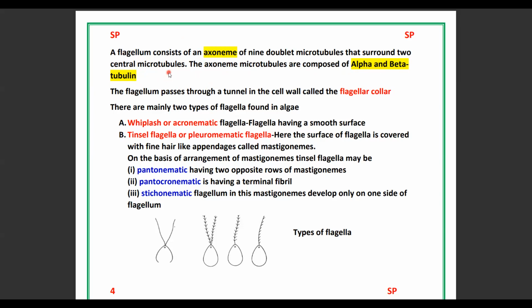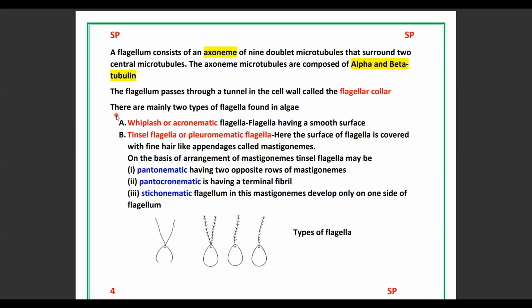The 9 plus 2 arrangement is seen only in the flagella of eukaryotic organisms. Prokaryotic organisms, if they possess flagella, do not show the 9 plus 2 arrangement in their transverse section. The flagellum passes through a tunnel in the cell wall, and that region is called the flagellar collar. So where the flagellum comes outside through the cell wall, that region is called the flagellar collar.